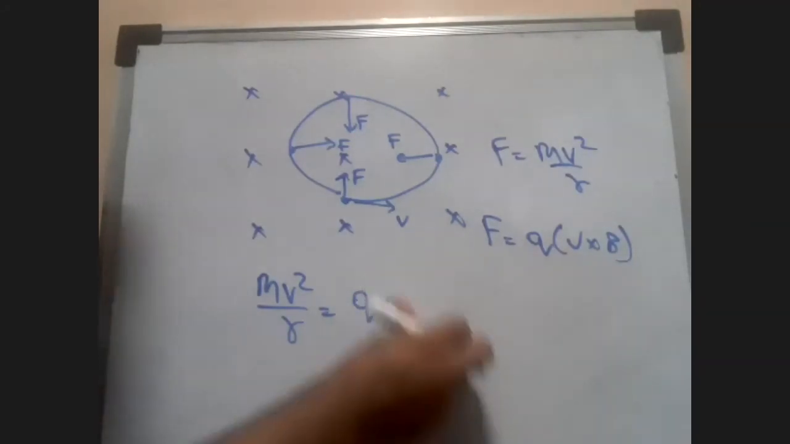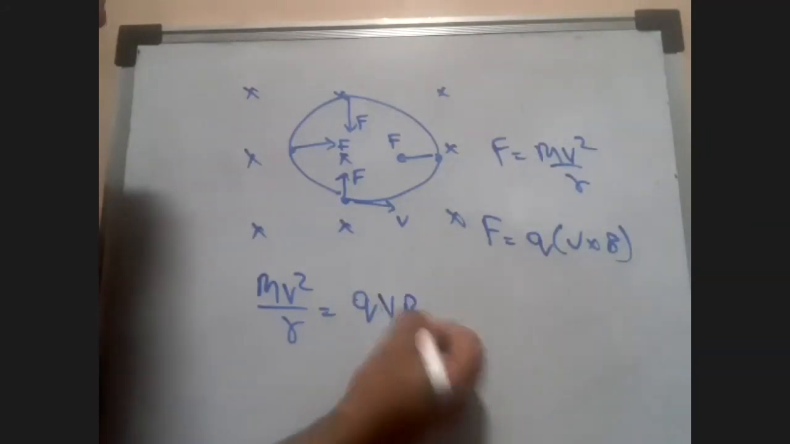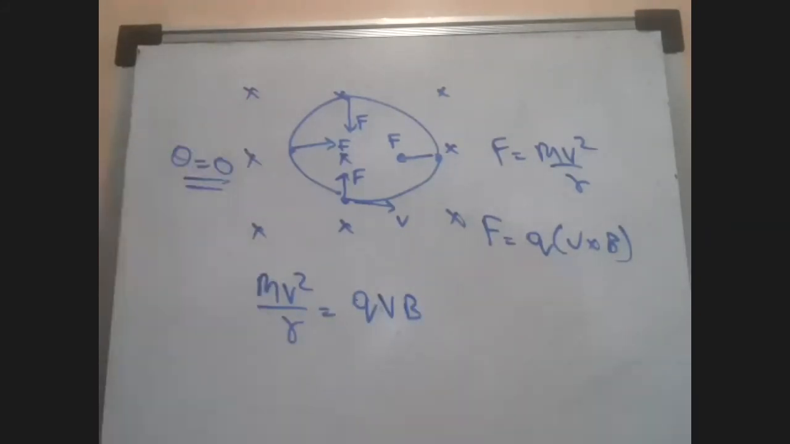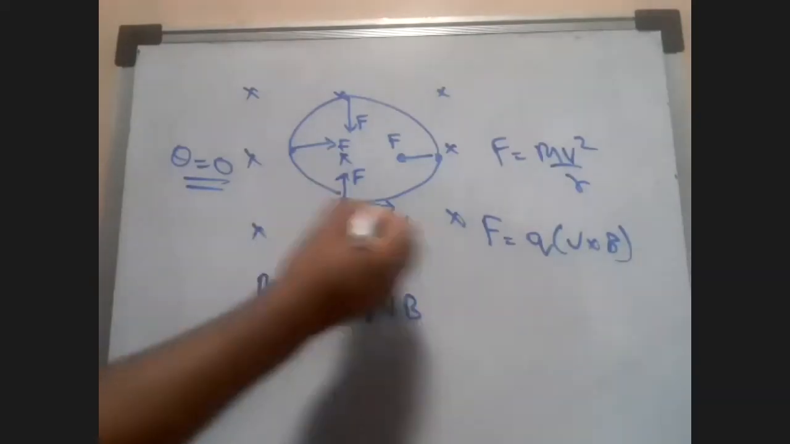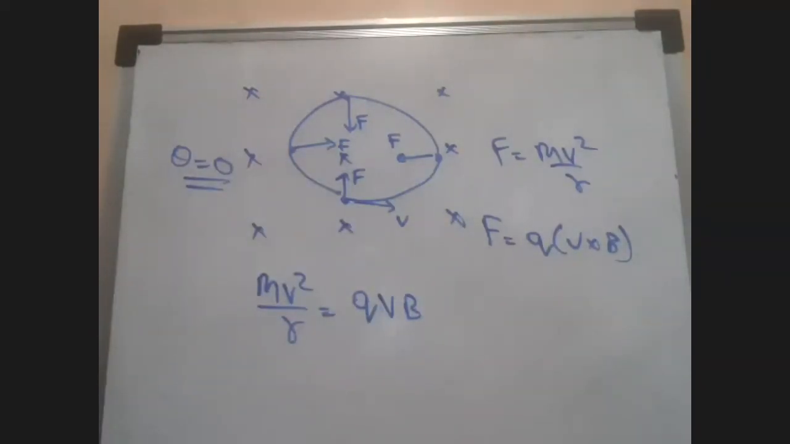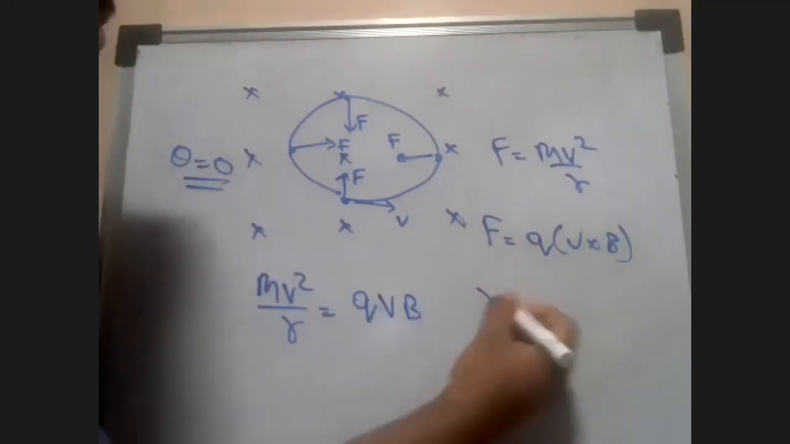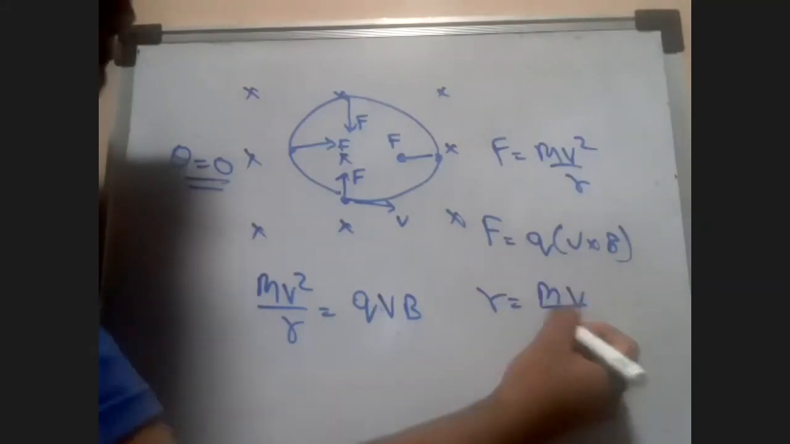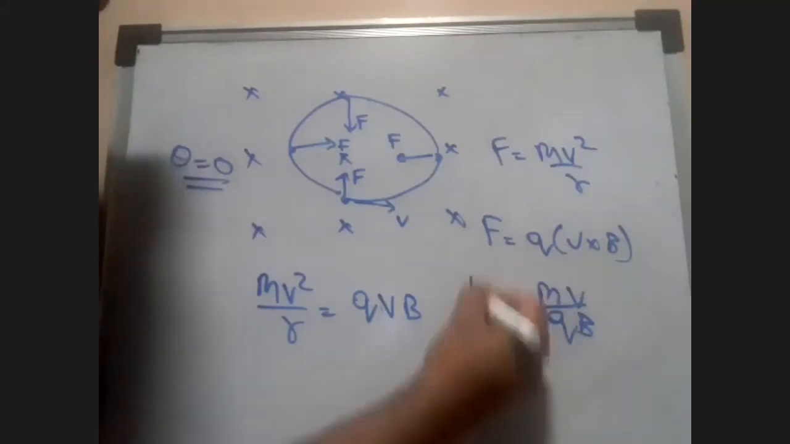Open up the cross product, you're going to get QVB sine theta. Theta is 90 because your velocity vector V and your magnetic field are perpendicular to each other, so sine 90 is 1. And so you have this formula, R is equal to mv upon qB. If you solve it, you will get mv upon qB.